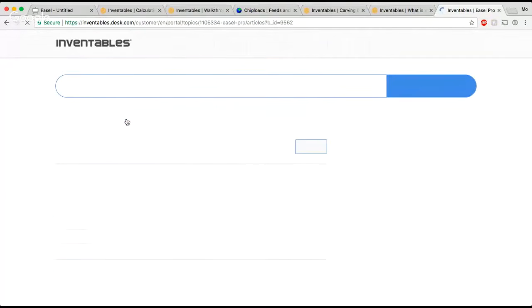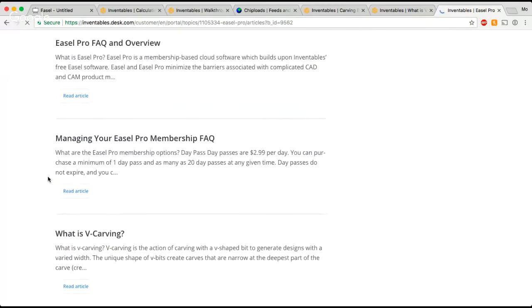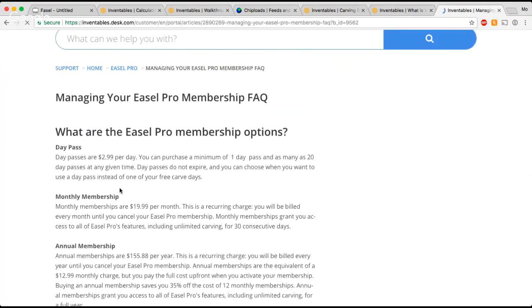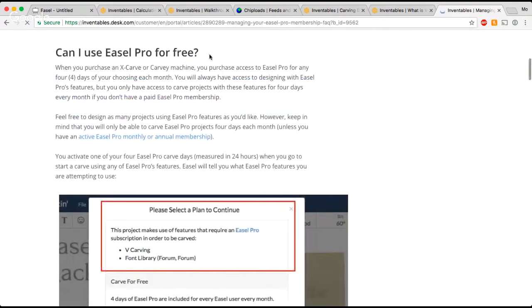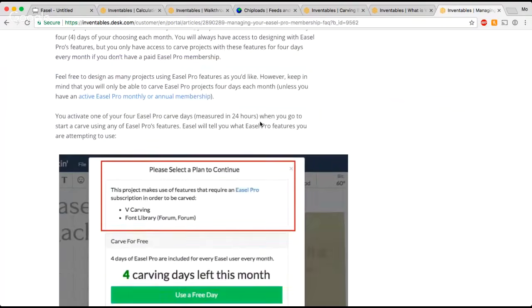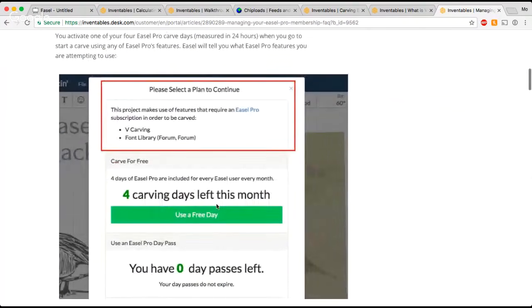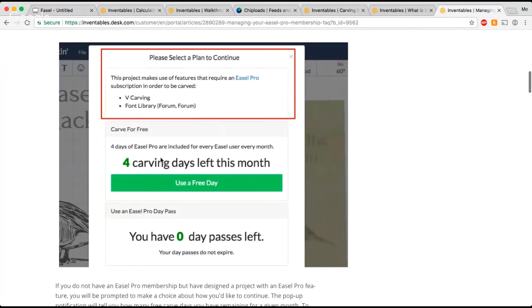We have a whole Easel Pro support section, and there's a, let me see, I'm trying to think of where it is. I probably should have done this beforehand. Yes, "Can I use Easel Pro for free?" So this will show you, here is the button. When you go to click carve to carve an Easel Pro project, it'll say this, use 4 free carving days. Click that button to activate one of your days, and it'll give you a countdown for how much longer you have left on that day.